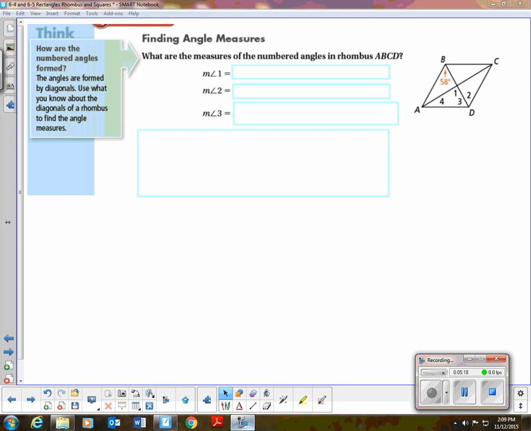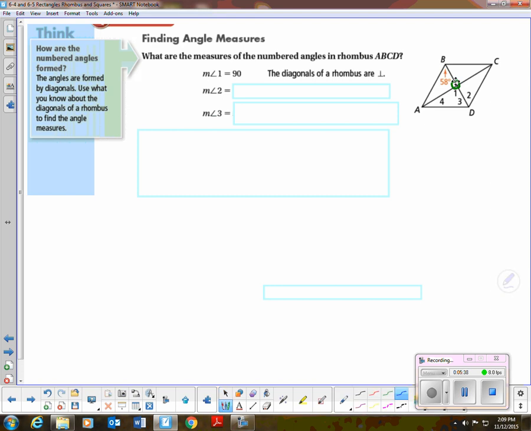Okay, so let's look at angle 1. If I'm going to find angle 1, remember that because this is a rhombus, the diagonals are perpendicular, which means angle 1 should be equal to 90 degrees. Angle 2, well, if this is a rhombus, remember that it's also a parallelogram, so alternate interior angles are congruent, which means angle 2 should be 58 degrees.